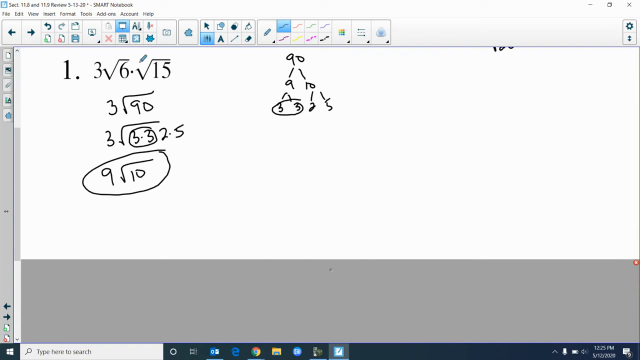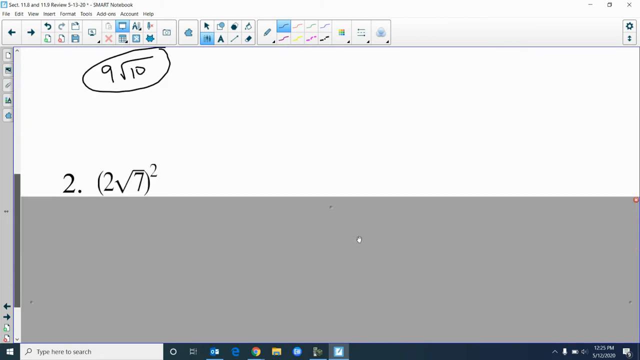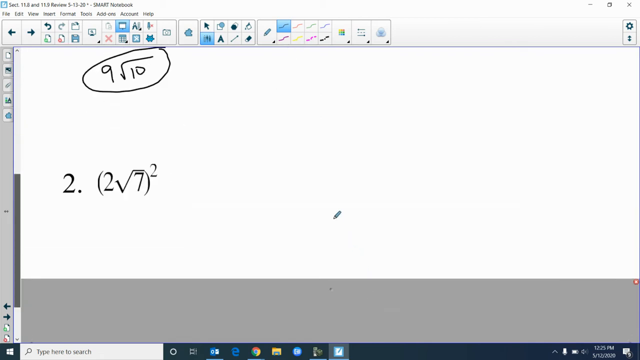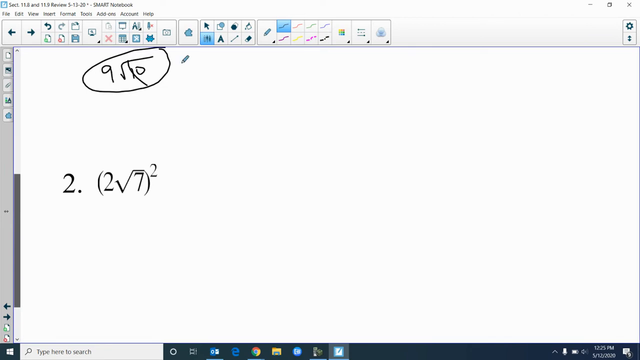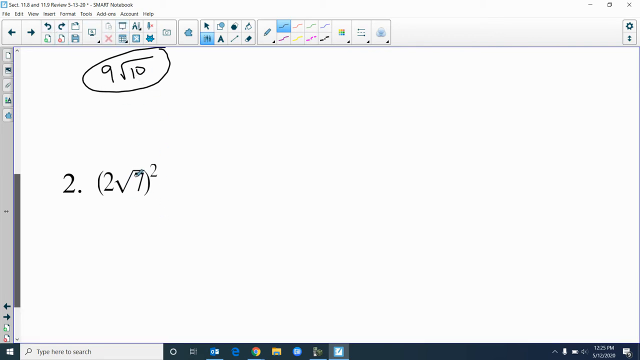All right. Now, do not try to FOIL there because there's no pluses, there's no binomials. It's just 2 terms times each other. All right, 2 square root of 7, squared. Probably one of the most missed ones. Here's what you have to do for this one. 2 square root of 7 squared. You have to write it twice.